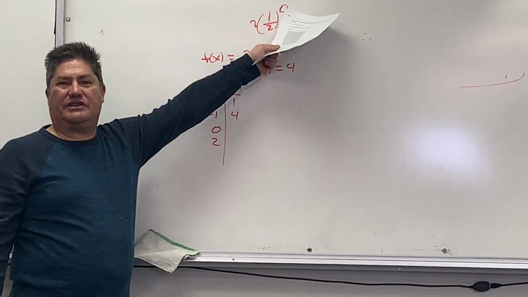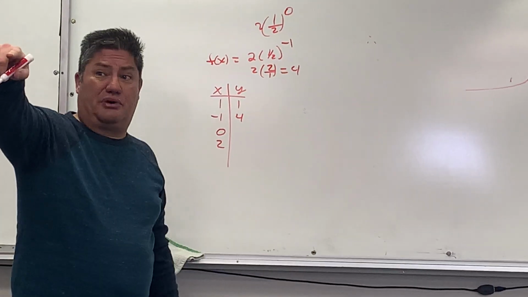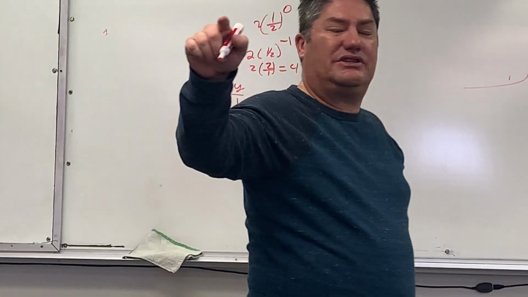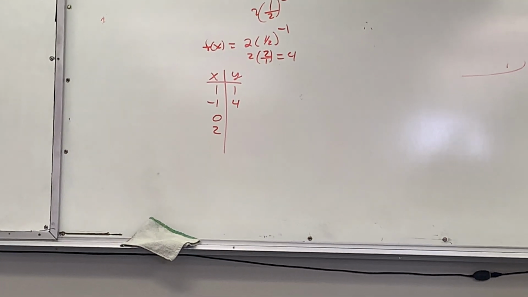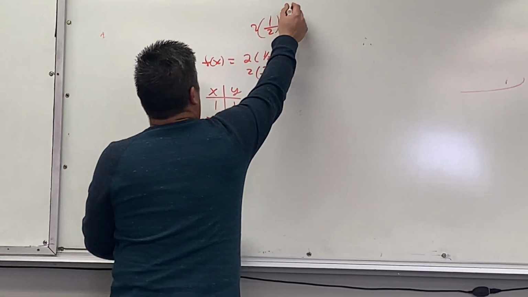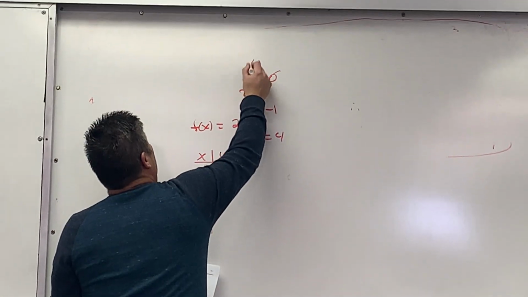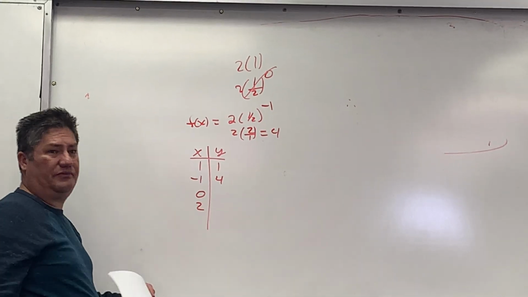Okay? What's anything raised to the 0? What's a 1/2 raised to the 0? What's anything raised to the 0? You want to write this in your notes. 1. Bryson, write this in your notes. Anything raised to the 0 is actually 1. Write that in your notes. Anything raised to the 0 is 1. So this being raised to the 0 makes that part 1, but I still have to times it by the 2. What's 1 times 2? 2.